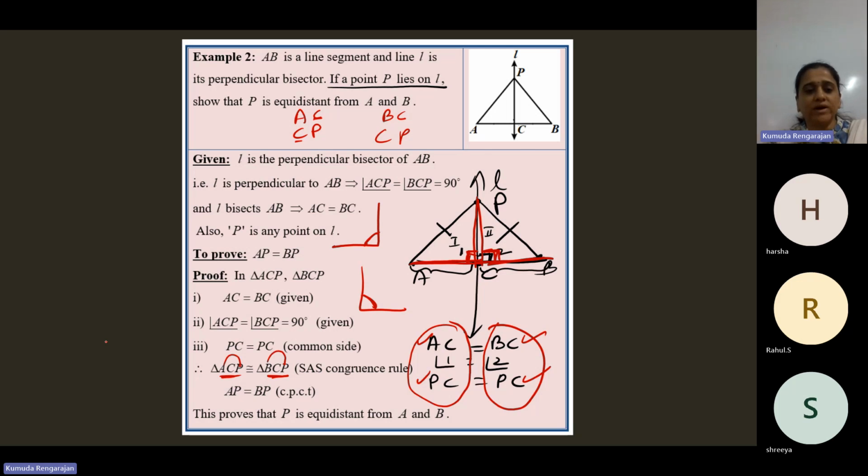So that's what we had to prove. We had to prove that AP is equal to BP, and they're equal through CPCT. This means P is equidistant from A and B.